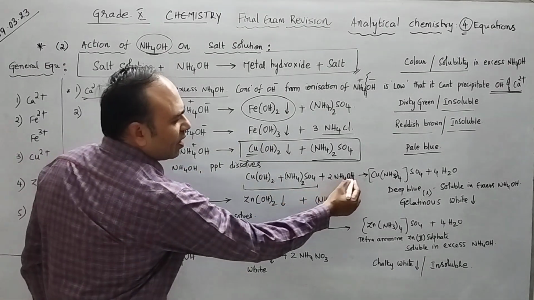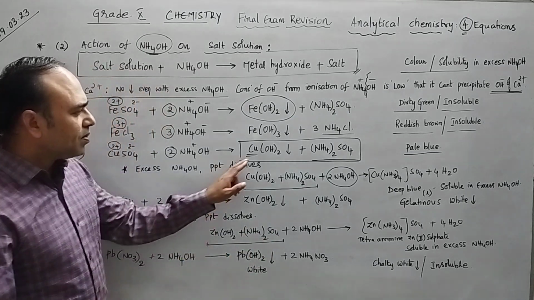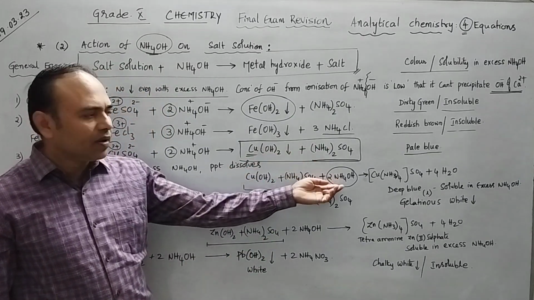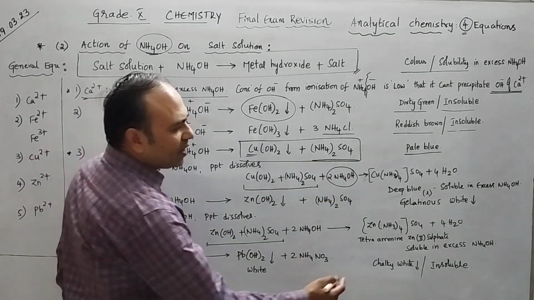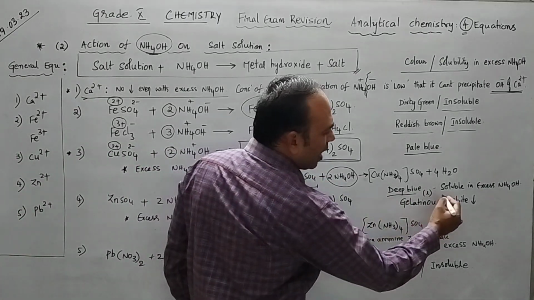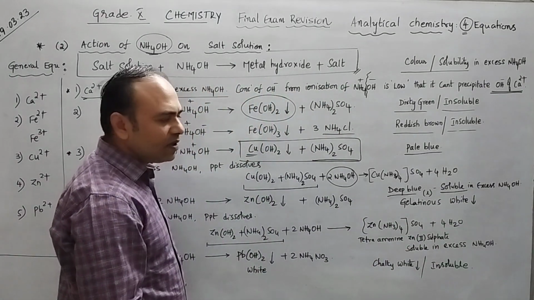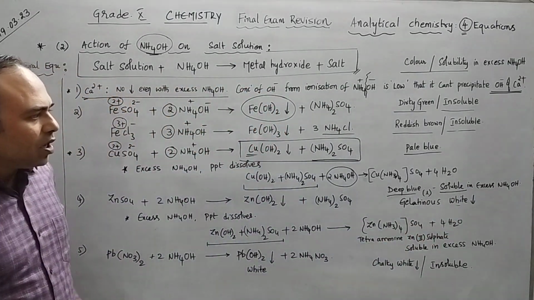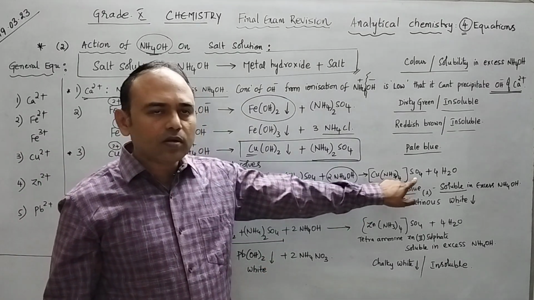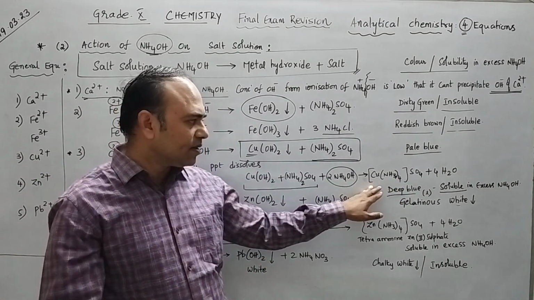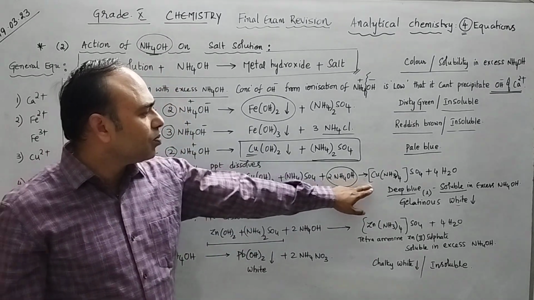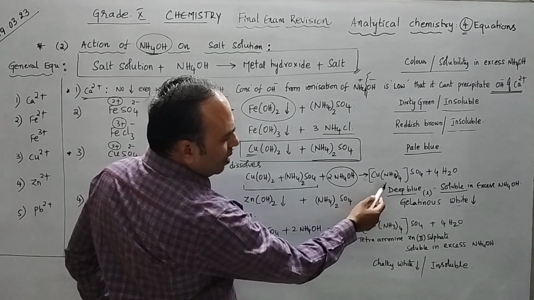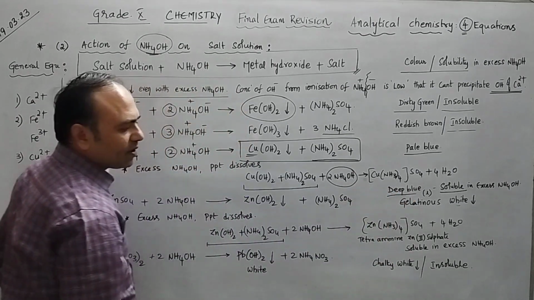To this we add excess of ammonium hydroxide. So I am continuing this equation. Take this here, add excess of ammonium hydroxide. What will you get? You will get a deep blue solution, and this is soluble. Cuprammonium sulfate, it is a complex salt. We will be discussing it in coordination compounds. So cuprammonium sulfate is formed, otherwise you can also call it tetraamine copper(II) sulfate.